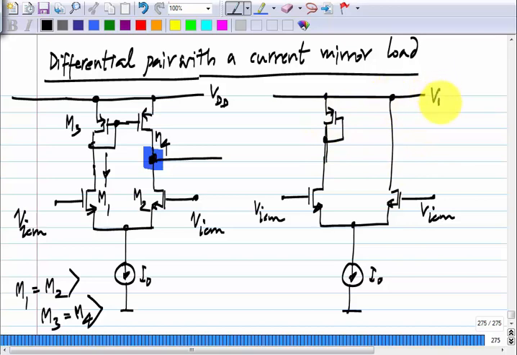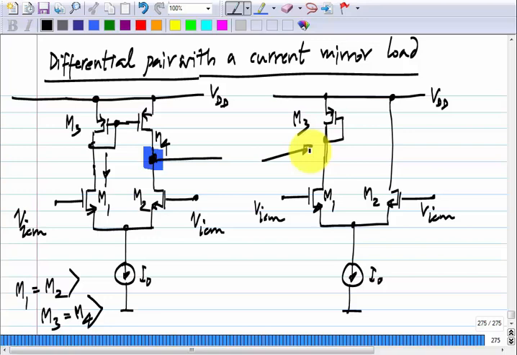So, let us say the circuit were like this. I have only M1, M2 and M3. In this case, what would be this voltage? What would be the current in M1 and M2? I naught by 2. Is that correct? Okay. So, what is that voltage at the drain of M3 or drain of M1?